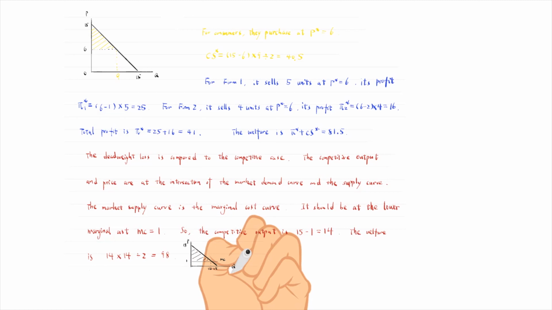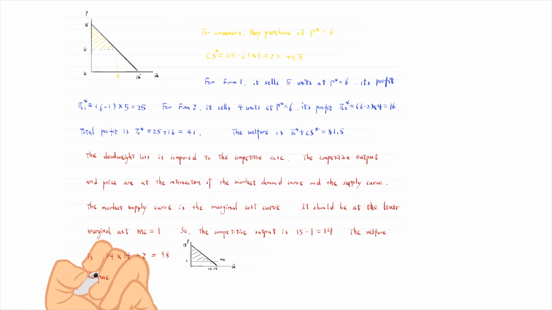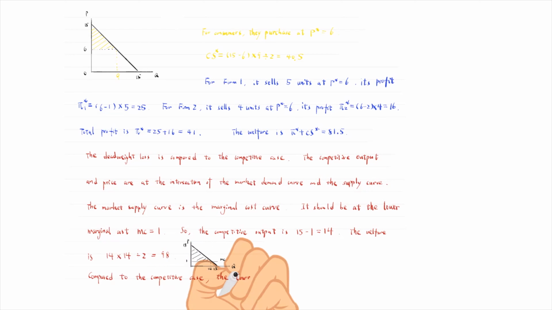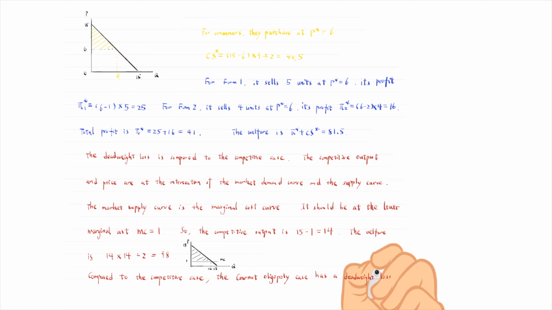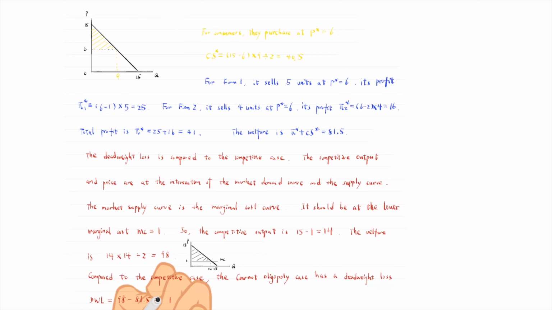Compared to the competitive case, the Cournot oligopoly case has a deadweight loss, which is the difference between the competitive welfare and the Cournot welfare, 16.5.